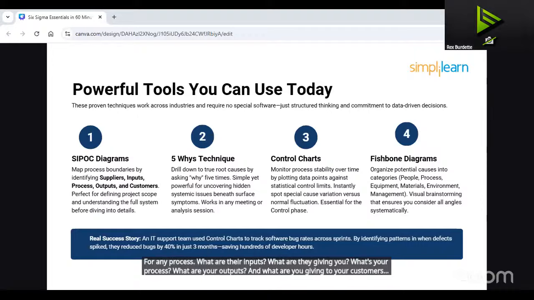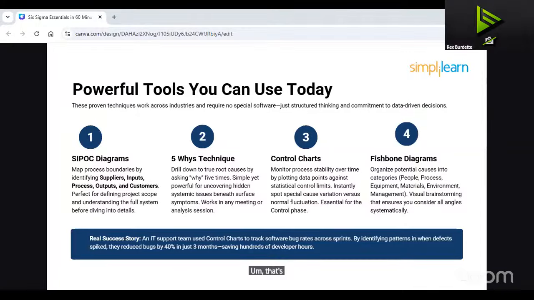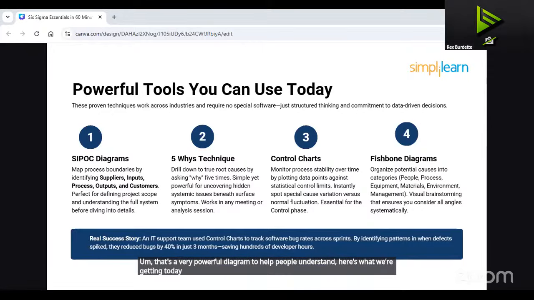So being able to define those and say what those documents are and what those expectations are, being sure you clarify the expectations, that's a very powerful diagram to help people understand. Here's what we're getting today, and here's what we need. We need SPC per lot, something like that. So the SIPOC diagram really helps you think through your process from a very simple view: who are our suppliers? What are they giving us? What are we doing as our process? And what's the output and who are the customers? That's a very powerful tool for showing people.